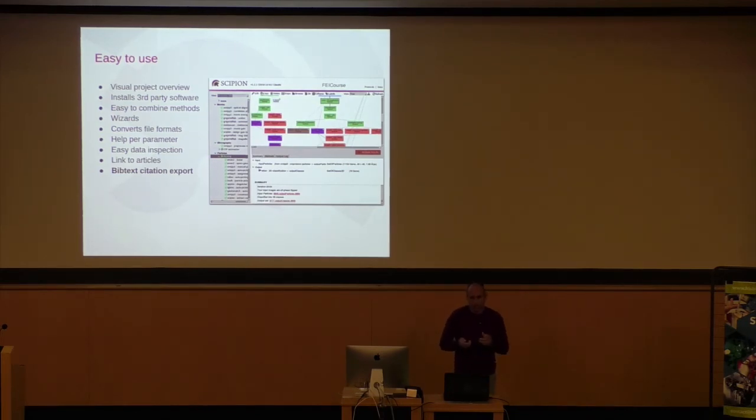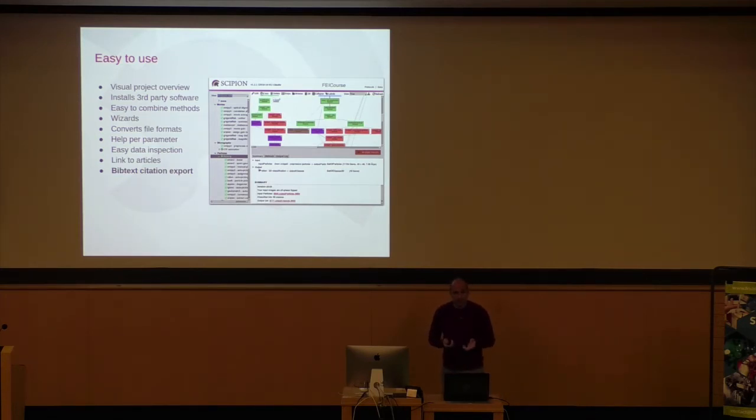Also, Scipion we think is very easy to use. You have a visual project overview, which makes it easy to keep track of what you have done. It also installs third-party software. So if we are allowed to do it, we will install that software. That's the case for Relion, for EMAN, for MotionCor, many of the integrated software. Scipion is also installing it. For those where we are not allowed, like CASPAR, we are not going to do it. Yeah? The license doesn't allow us to do it.